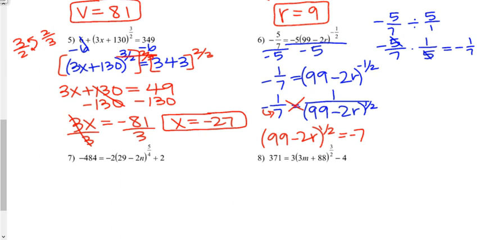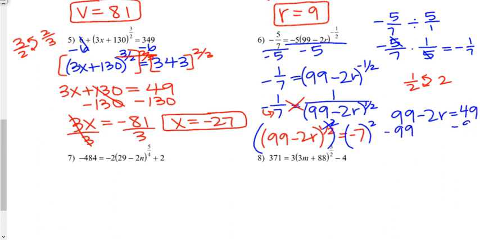All right, so now I have my 1/2. I'm going to flip it upside down to make it 2, and I'll take both sides to the power of 2. So on the left it cancels, and I just get 99 minus 2r. On the right side, you might not even have to plug this into your calculator. Negative 7 squared is just 49. Then I'm going to subtract 99 from both sides, and I get negative 2r equals negative 50, and then I divide by negative 2, and I get r equals positive 25.